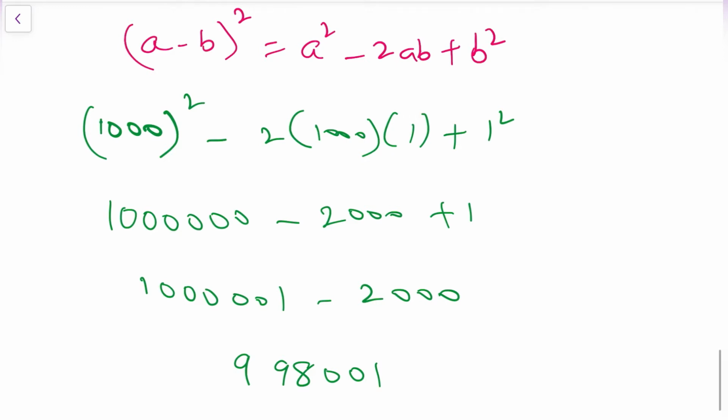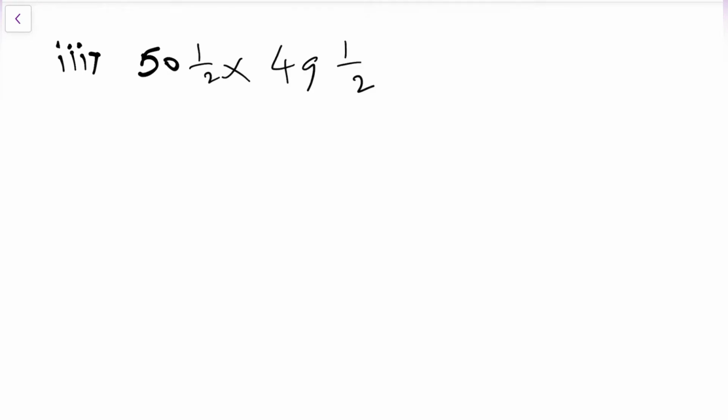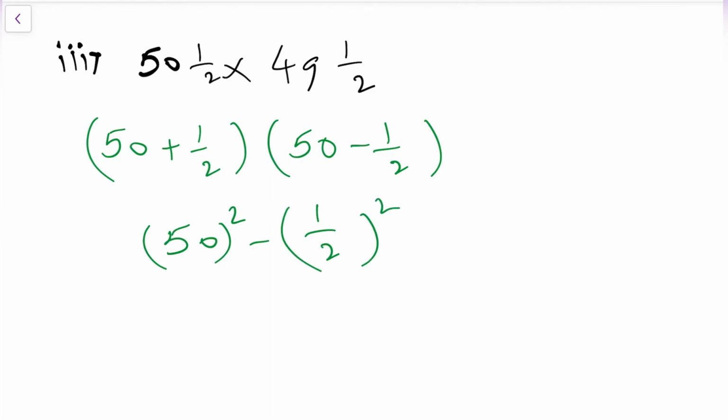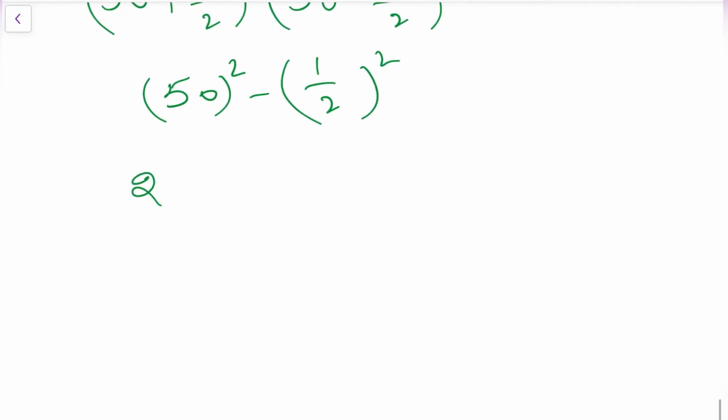Next, let us check third question. 50 half into 49 half. So here 50 half can be written as 50 plus half into 49 half can be written as 50 minus half. Now this is in the form of a plus b into a minus b, which is nothing but a square minus b square. So 50 square minus 1 by 2 square. 50 square is 2500, minus 1 by 2 whole square, 1 by 4.